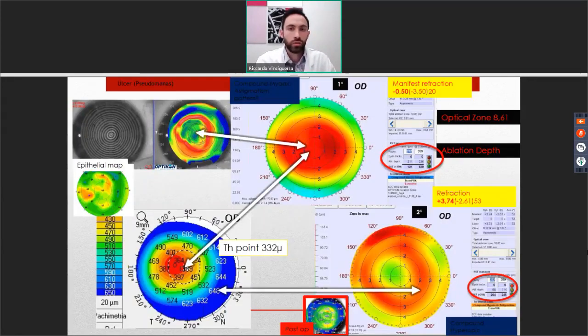So, for example, in this case, that looks very complex. If you have the ablation in the center and you don't have enough tissue, you change the refraction, you put plus 3.74, and you can see that magically everything goes to the periphery.